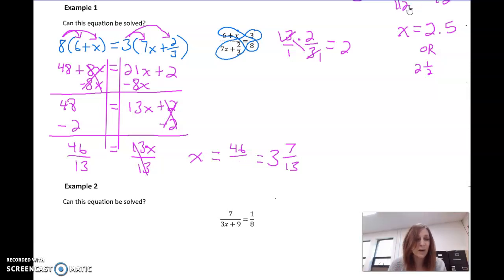But our focus, remember, our answers don't have to be perfect integers anymore, but our focus is on getting to this point that we know how to do. And we're using our cross products. So let's try one more example.